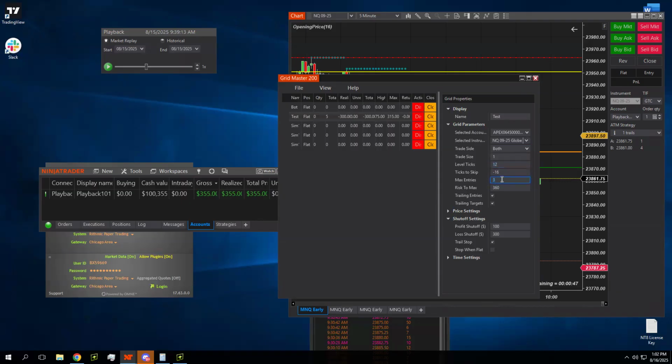And max entries, I normally put that at like 2 or 3. But I still keep everything the same, like the trailing entries, trailing target, and the trail stop. I keep those the same. I just adjust the profit target, the profit and the loss. I lower those a little bit because at night the market moves a lot slower.